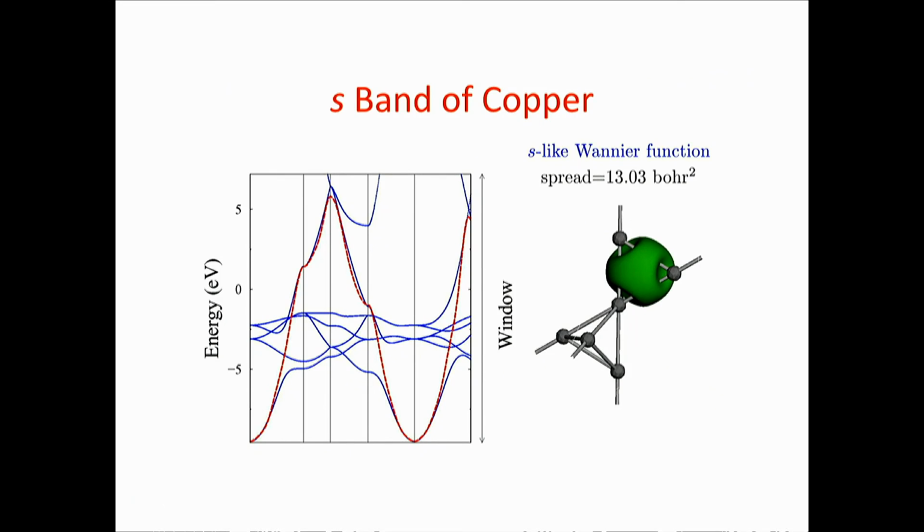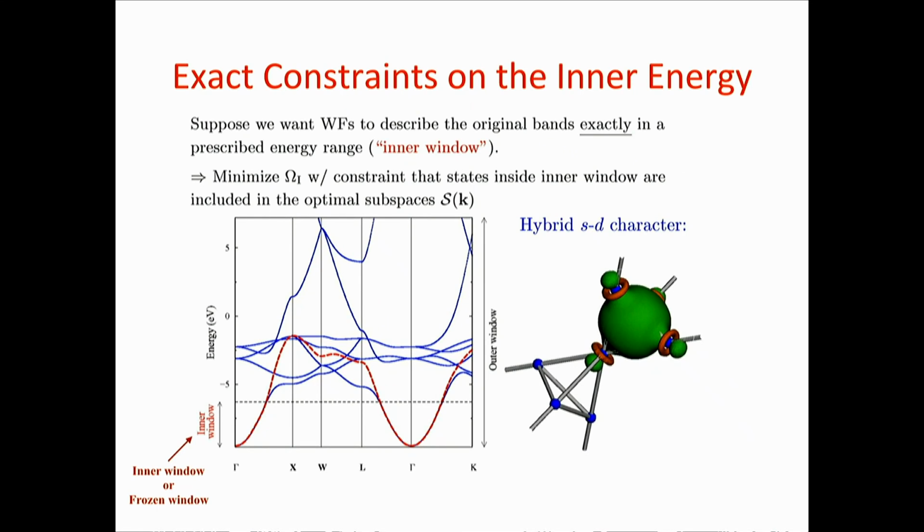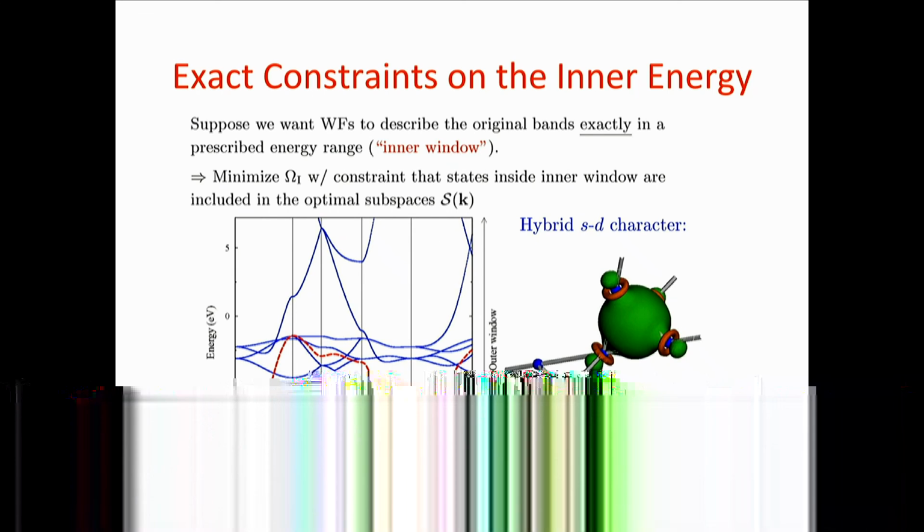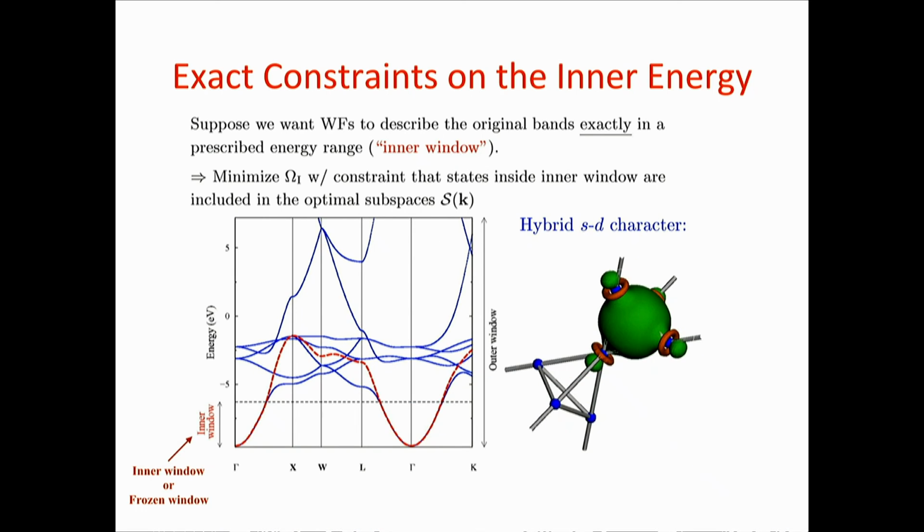And you see, in order to do this, you go from something which is really S-like, apart from some bumps. To do this, you have to take a bit of the D character. And in fact, if you look at the Wannier functions, you have a kind of big S-like blob, almost a sphere, plus some D-like contributions near the other atoms.